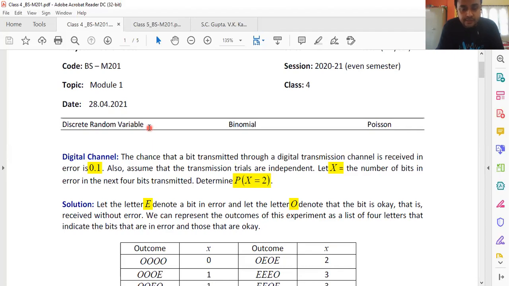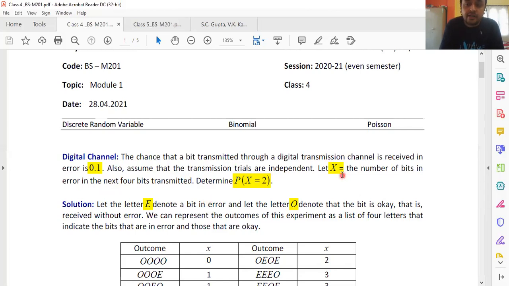To understand these distributions, let us try to discuss the following situation. The case is called a digital channel problem. What does it say? It says that the chance that a bit transmitted through a digital transmission channel is received in error is 0.1. Also assume that the transmission trials are independent. Let capital X be the number of bits in error in the next 4 bits transmitted. Determine the probability of X equal to 2.